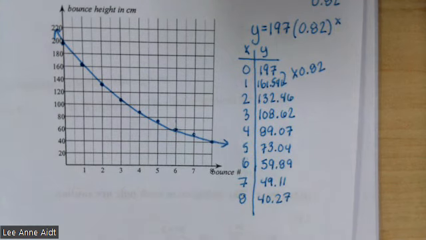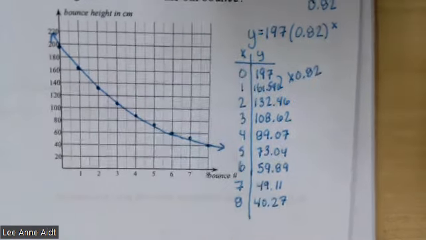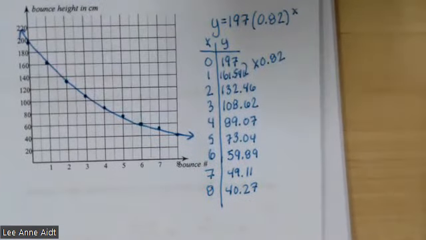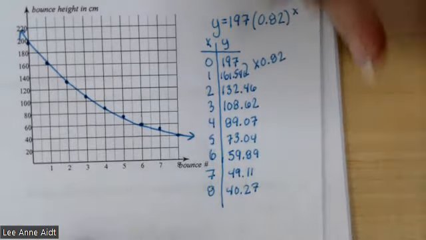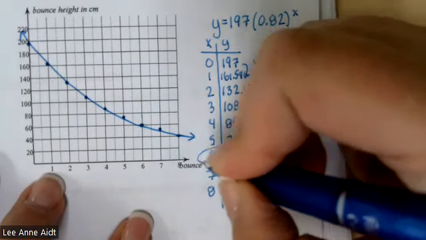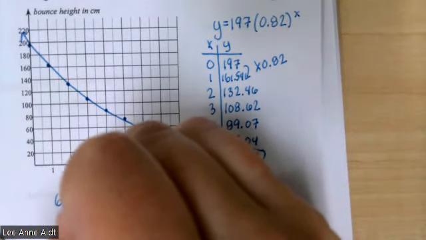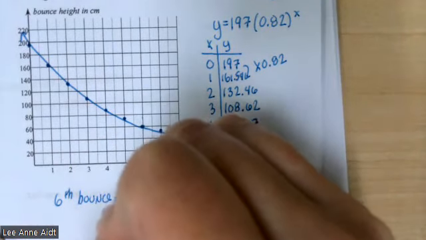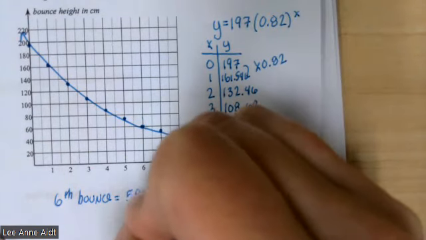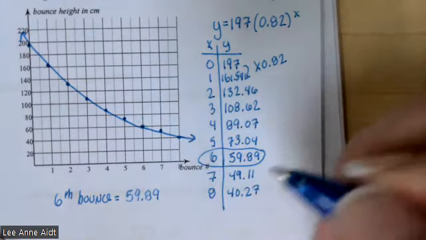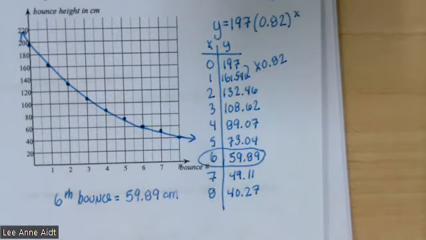Is that the kind of graph we expect? We didn't even answer the question though. It says, what is the maximum height reached after the sixth bounce? So that would be 59.89 centimeters.